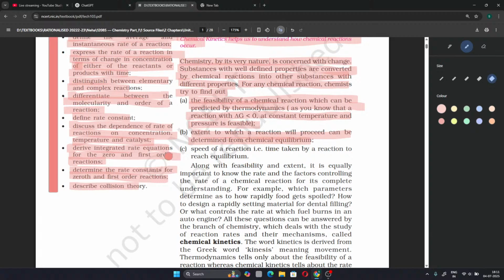The feasibility of whether the reaction will occur or not is determined by the change in Gibbs energy: if it is less than 0 at constant temperature and pressure, then the reaction will be feasible. And second, a chemist will try to find the extent to which the reaction will proceed, which can be determined from chemical equilibrium.